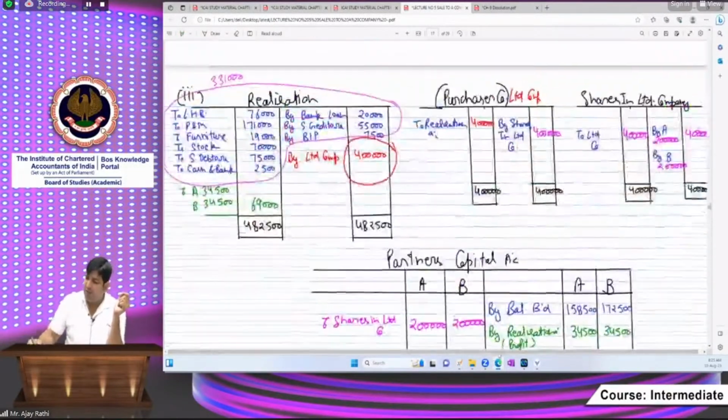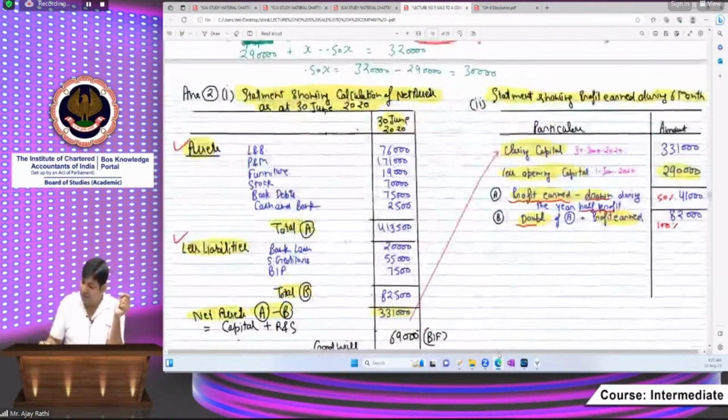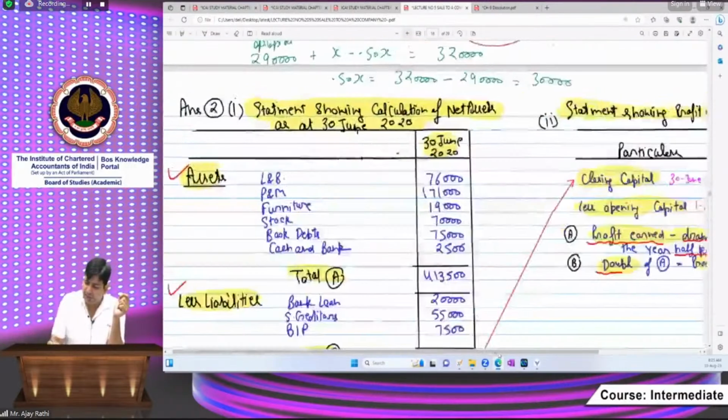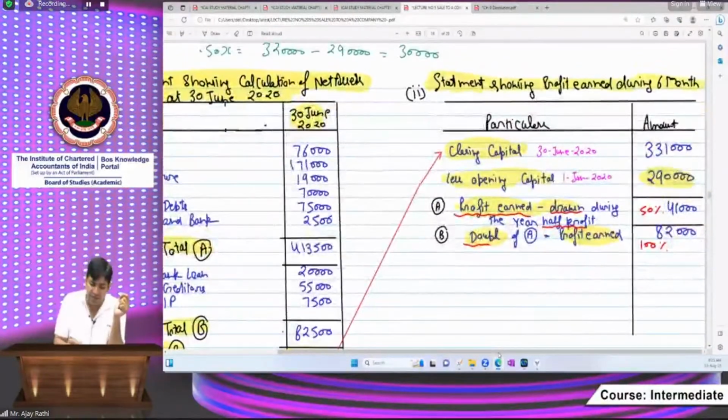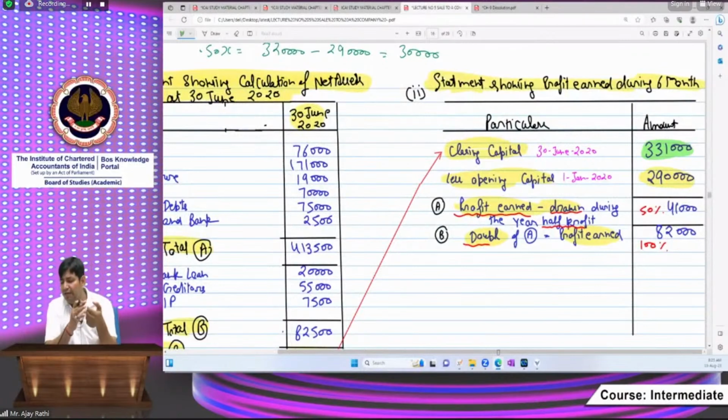Yes, sir. Can we prepare the second statement, which has separate marks in the question, as the question is asking what profit they have earned? Yes, we can calculate by this. 3,31,000 is the closing figure, and we can find the difference. That is how much? 41,000 is the difference. And you already know that 41,000 is the difference between the closing capital and opening capital.